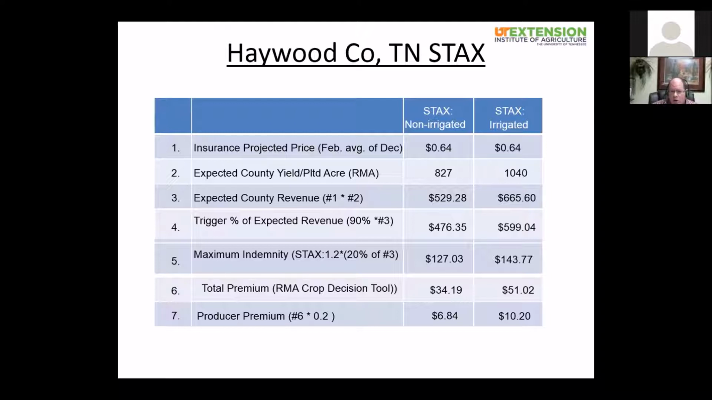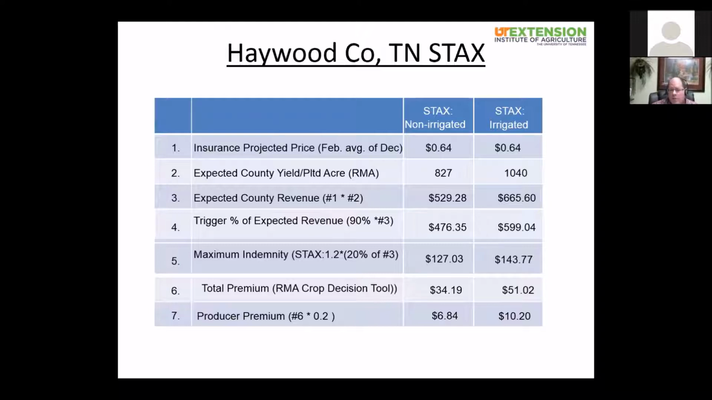Now you look at what would be the maximum indemnity that this program would pay, and it does depend on what your coverage level, I mean that protection factor. In my example, I took the 120% or 1.2 of that. So we would take 20% of the expected county revenue and multiply that times 1.2, and that maximum indemnity then is $127.